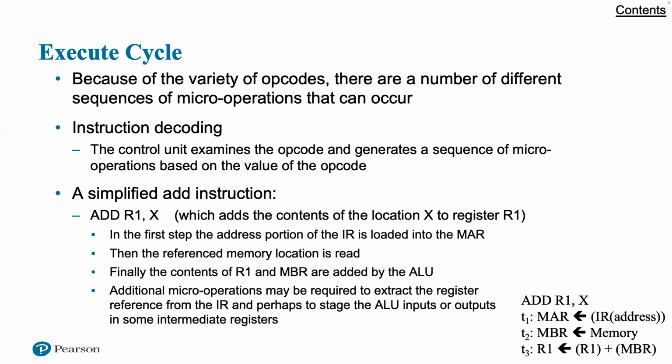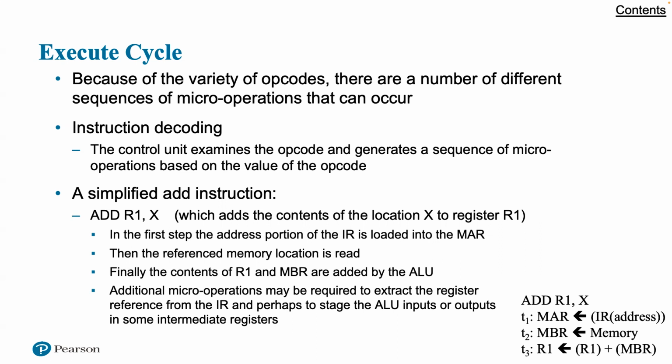First, consider an add instruction. So that's what I'm showing here down in the lower right corner, so you can see what I'm referring to, which adds the contents of location X to register R1. The following sequence of micro operations might occur. So those are listed here for time 1, time 2, and time 3.